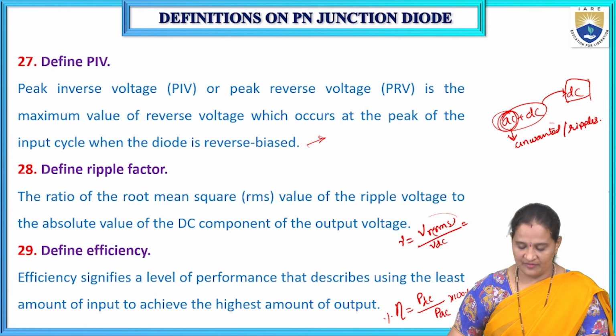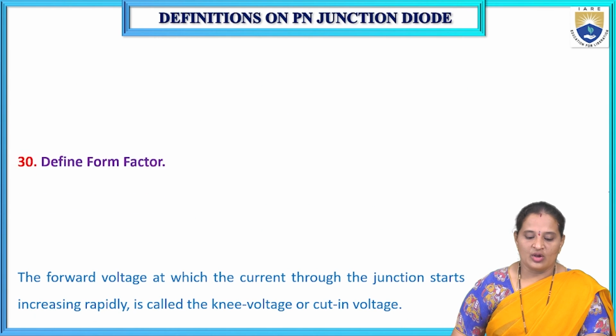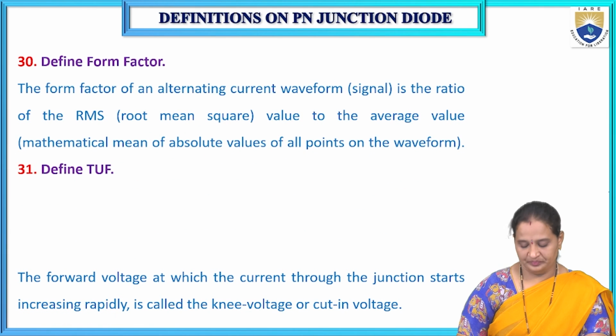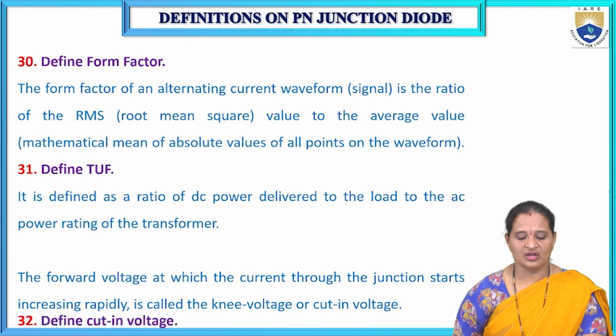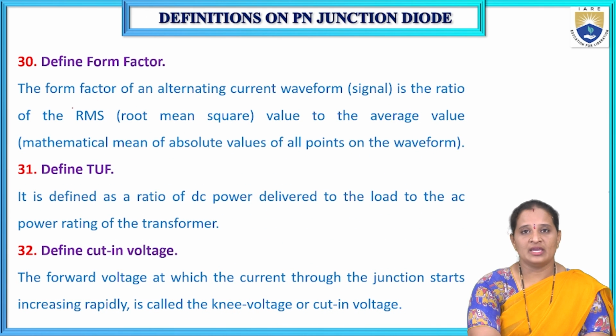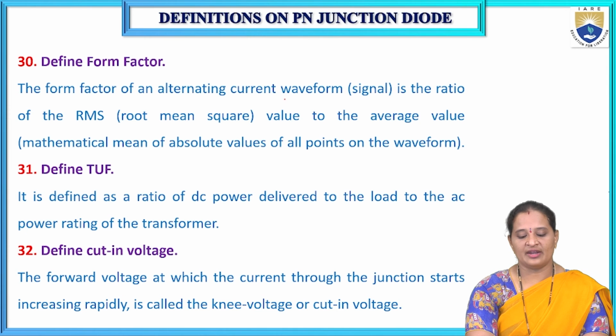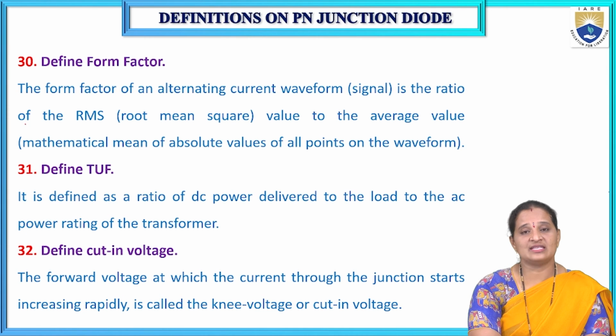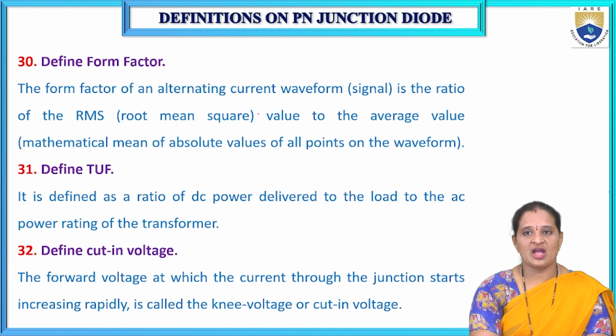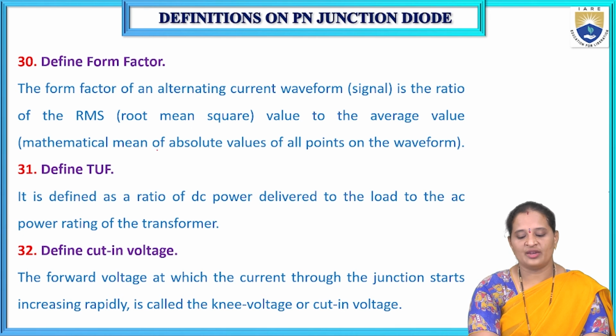Now coming to the form factor. So what is a form factor? The form factor of an alternating current waveform is the ratio of the RMS value to the average value.